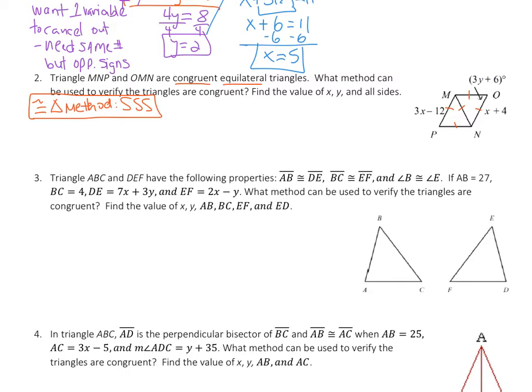On here, since we know that all the sides are congruent, I can set my 3x minus 12 equal to my x plus 4. And now we can solve for x. I want you to now solve for x. When you solve for x, if you subtract your x to the other side, you'd get a 2x minus 12 equals 4. If you add your 12 to the other side, you would get a 2x equals 16. And then divide both sides by 2, and we get x equals 8.